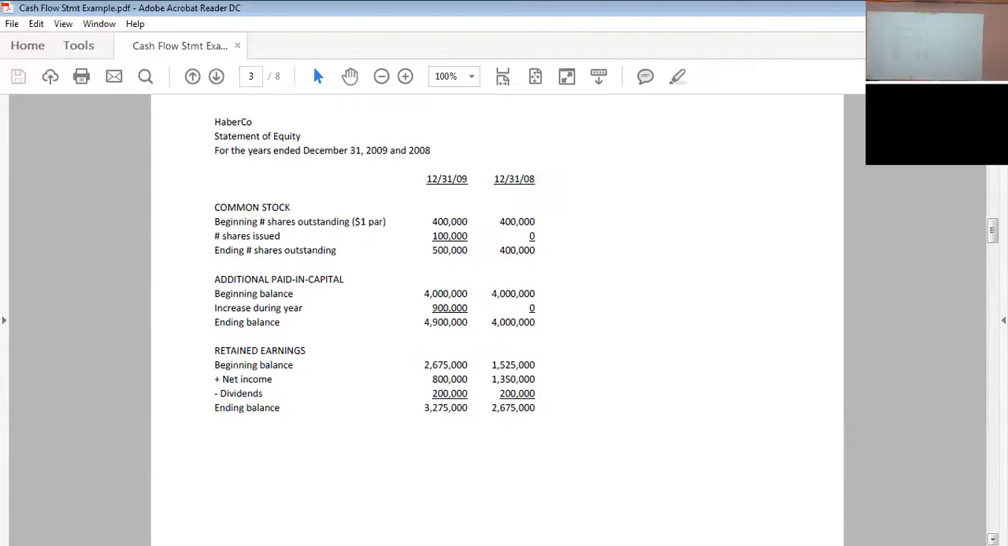Traditionally, when we do statements at the beginning level, we do a statement of retained earnings. But in truth, it's never a statement of retained earnings. It's always a statement of all the elements of equity. So this is what we're used to seeing: beginning retained earnings plus net income minus dividends. But we also show any of the changes in common stock and additional paid-in capital.